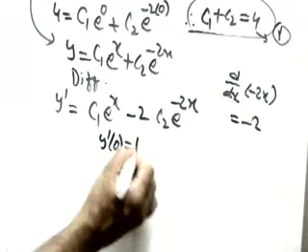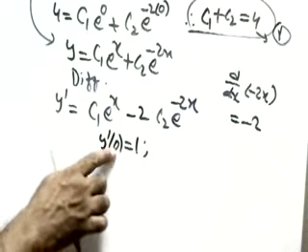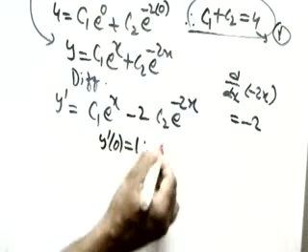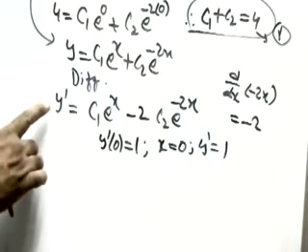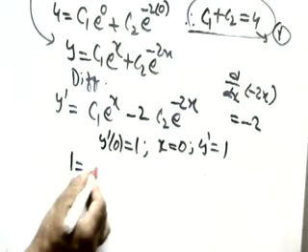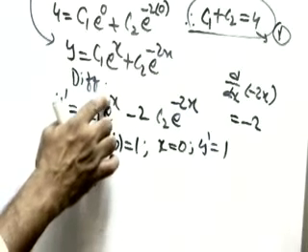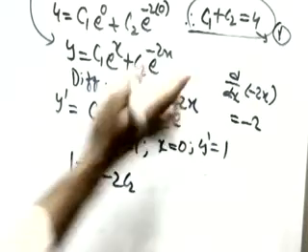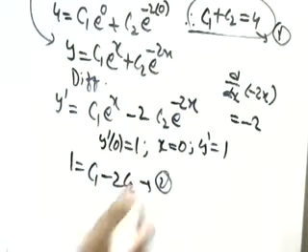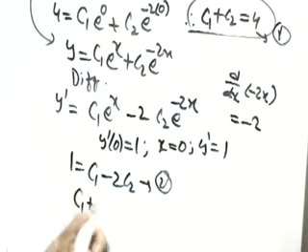Now let me use the condition y dash of 0 equals 1. That means when we keep x equals 0, y dash is 1. Now let me substitute this here. Y dash is 1, so 1 equals c1 e power 0, which is 1, minus 2c2 e power 0, which is 1. Let me note this as 2.